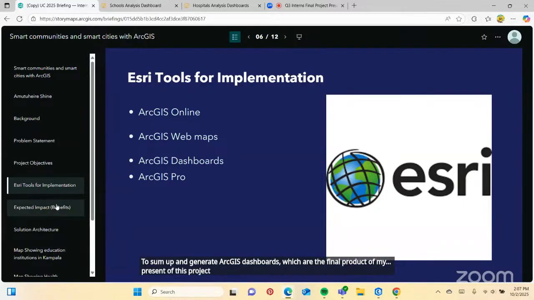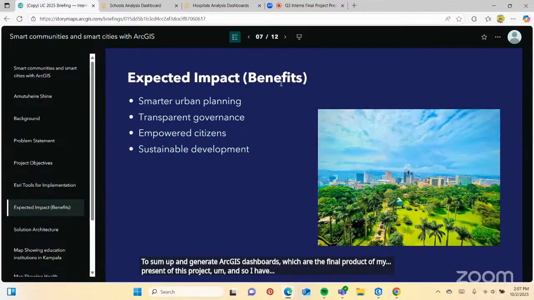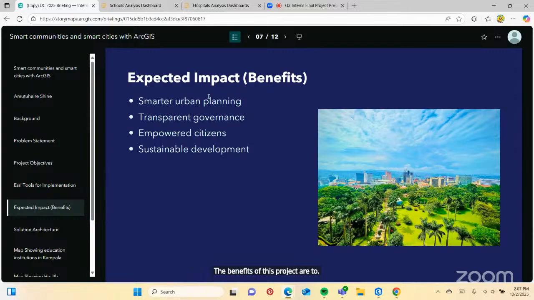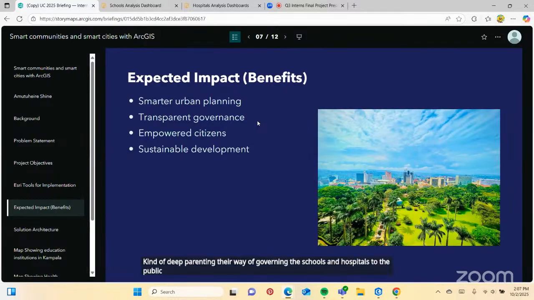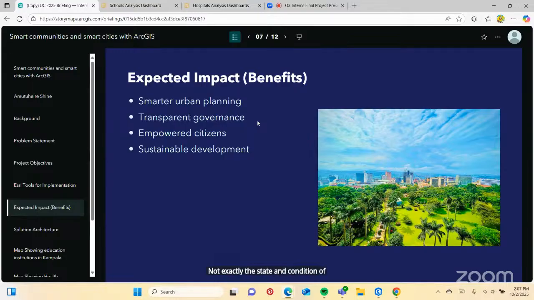And so the benefits of this project are smarter urban planning and transparent governance, so that the government, the KCCA and other stakeholders in Kampala can be transparent in the way of governing the schools and hospitals to the public. Also empowered citizens, so that citizens in Kampala know exactly the state and condition of the schools and hospitals in Kampala, and know the closest facility they can use. Not forgetting sustainable development, since we are planning not only for today, but also for the future Kampala, and would want a smart Kampala. So those are the expected benefits from this project.